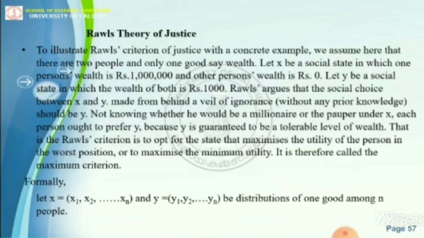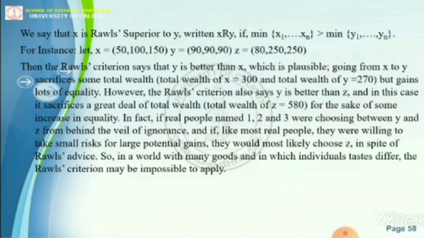Formally, let x equal x1, x2, etc. xn, and y equal y1, y2, etc. yn be a distribution of one good among n people. We say that x is Rawls superior to y, written x R y, if the minimum of x1 to xn is greater than the minimum of y1 up to yn. For instance, let x equal 50, 100, 150, and y equal 90, 90, 90, and z equal 80, 250, 250. Then the Rawls criterion says that y is better than x, which is plausible.